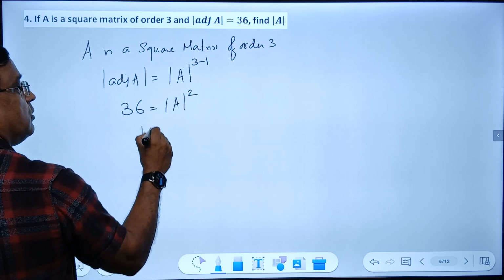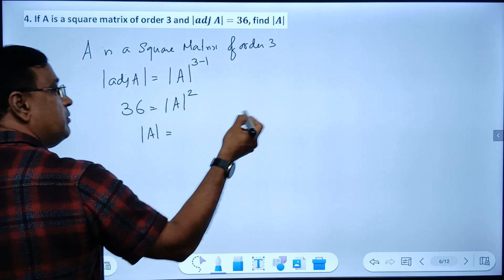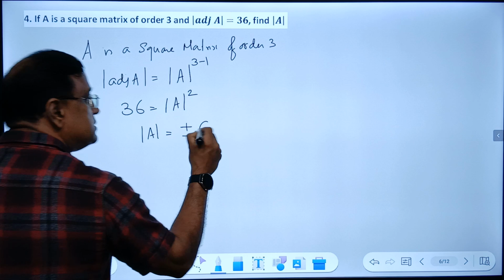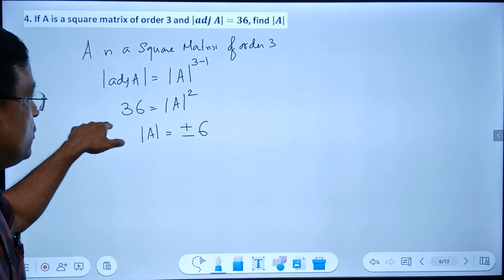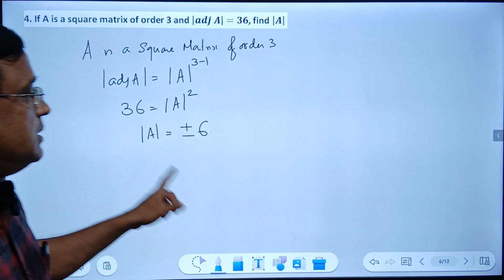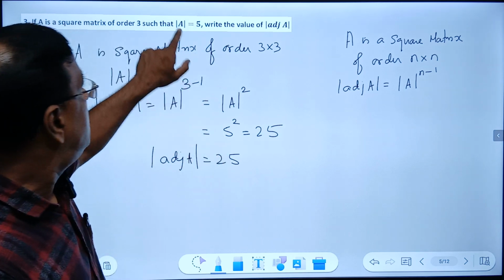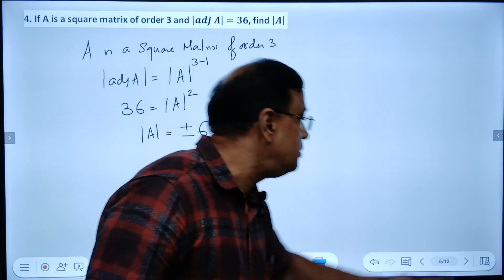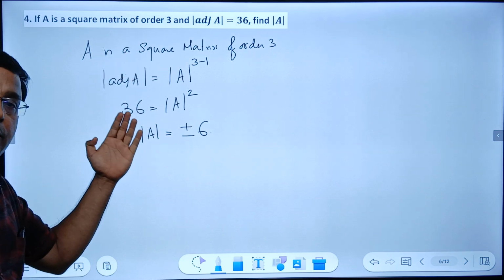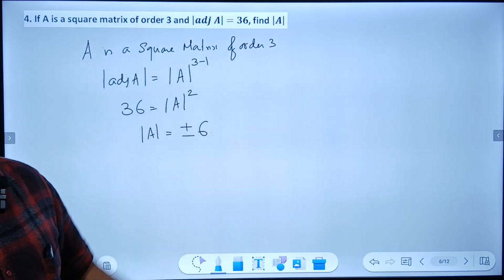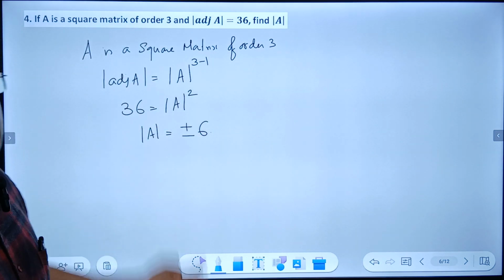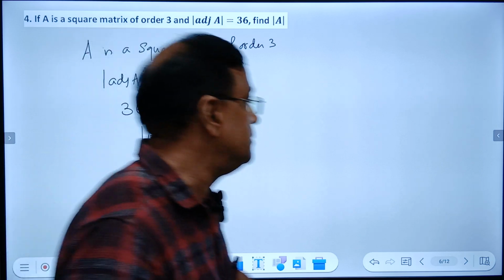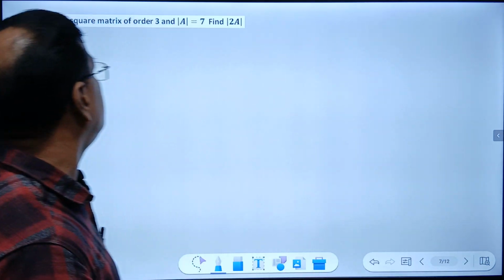So what is determinant of A? Many people write 6. It should be plus or minus 6. Don't forget that. Square root of plus or minus 6. In the previous problem, determinant value is given, you are finding determinant of adjoint of A. In this problem, determinant of adjoint of A is given, you are finding determinant of A. These type of questions are very, very important as far as 1 mark is concerned. Now let's go to the next one.